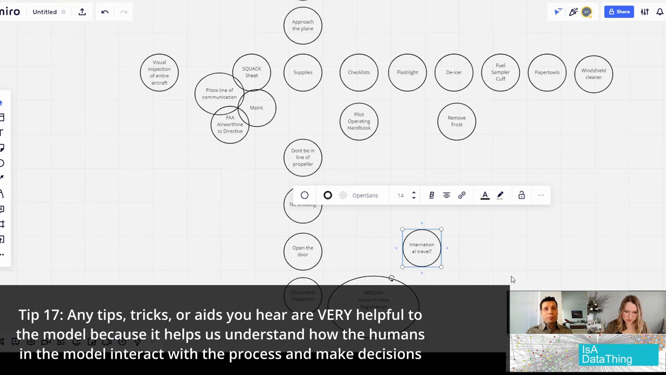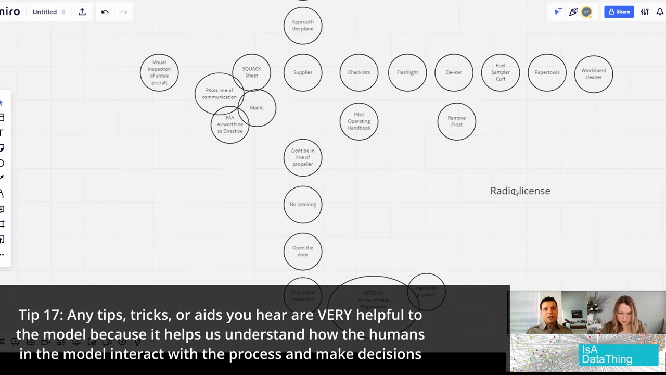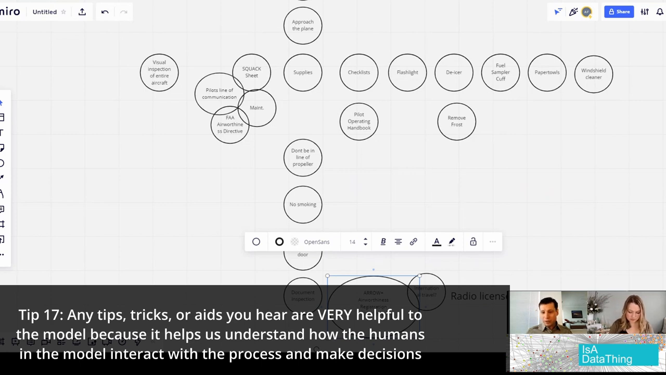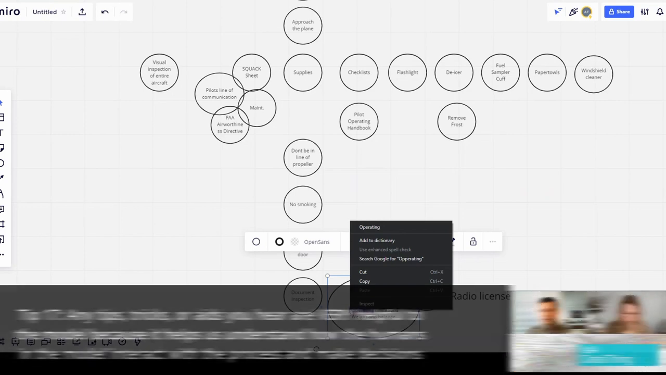And then operating limitations. You could find that in your pilot operating handbook, which would be in the airplane. And also weight and balance data, which is typically also in that handbook, in that binder of information.